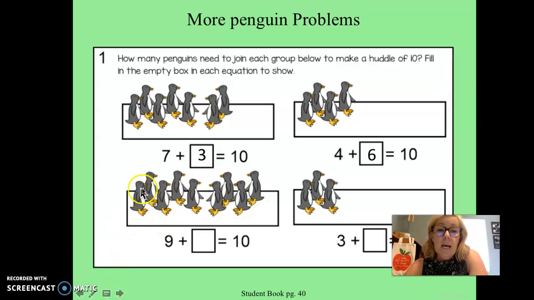Here's a huddle of 9 penguins. How many more to make 10? Just 1. Our huddle of 3 penguins. 3, 4, 5, 6, 7, 8, 9, 10. 3 plus 7 equals 10.